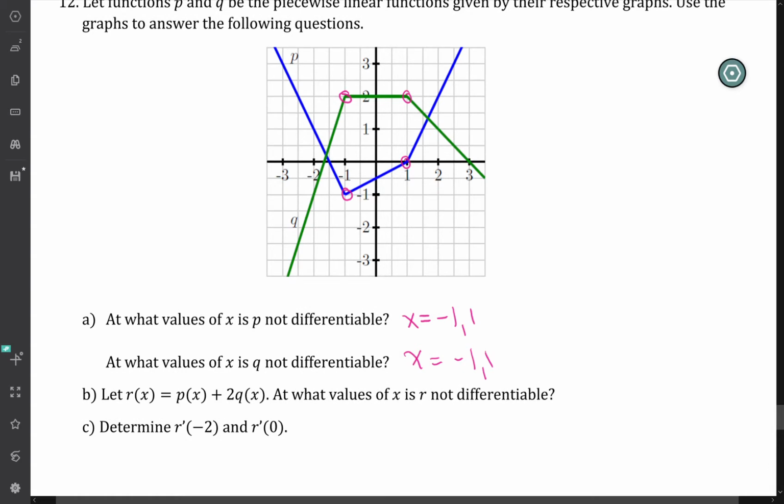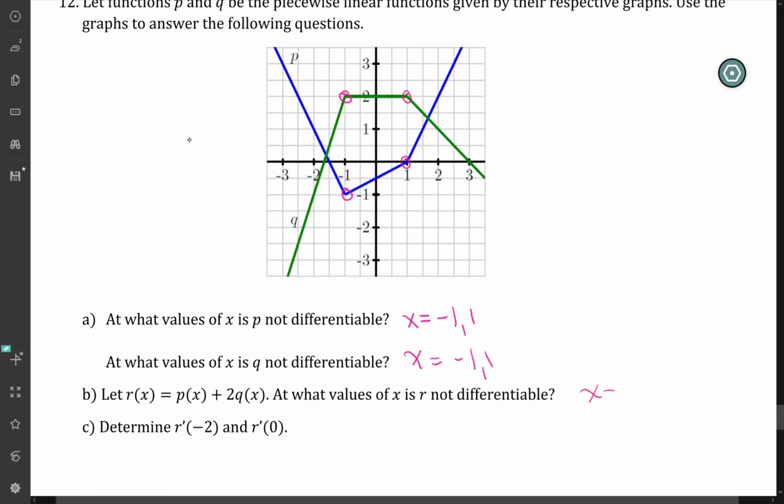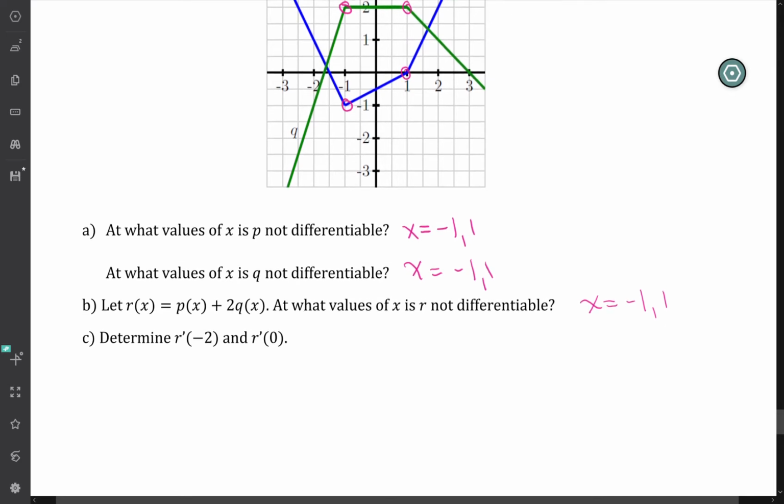Then part B asks, if we make up a new function that's P of x plus 2 times Q of x, when is that one not differentiable? And the answer is at the exact same points. So this kind of comes down to the next part. Let me just write that down and then I'll refer back to it a little bit. If we wanted to find the derivative of r, it's going to be the derivative of P plus 2 times the derivative of Q.